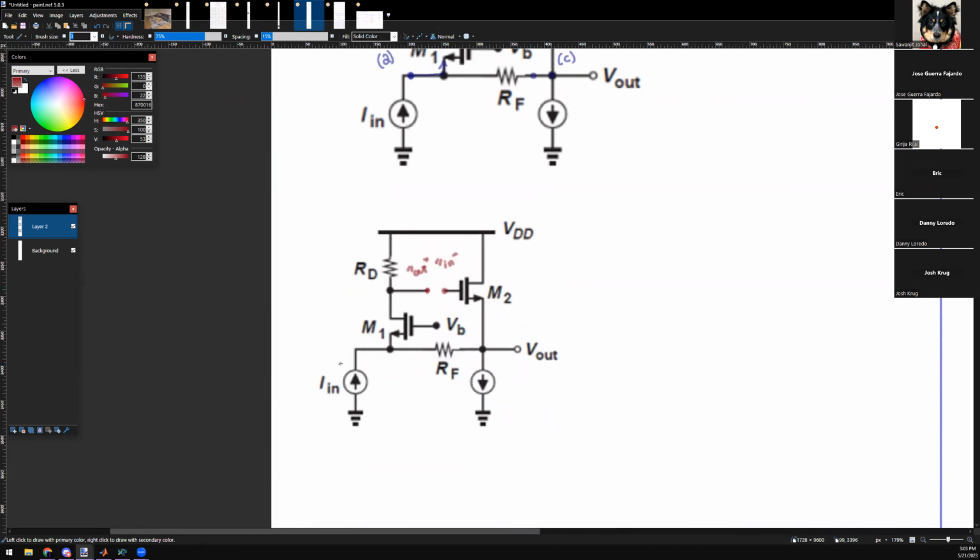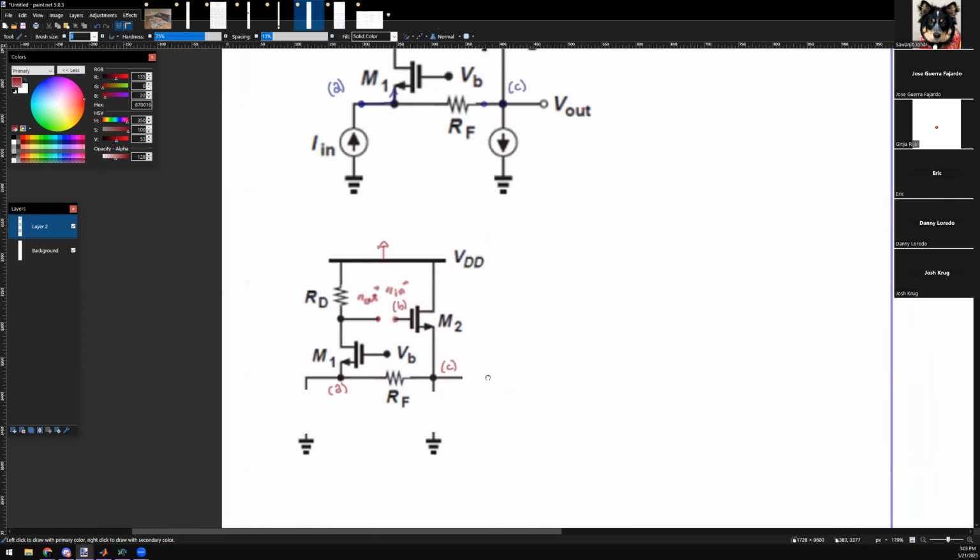And now we AC ground everything else. So VDD is AC ground, and I in is just an open circuit, right? Current sources become open circuits, and voltage sources don't matter anymore. Do you guys have any questions? No. And this is now B to C, back to A, and then back up.